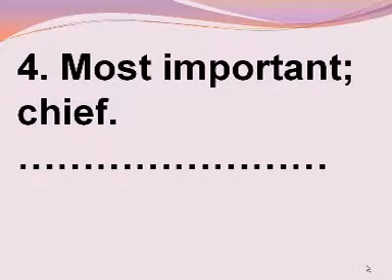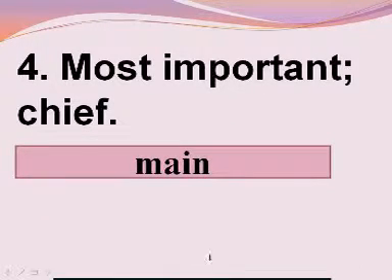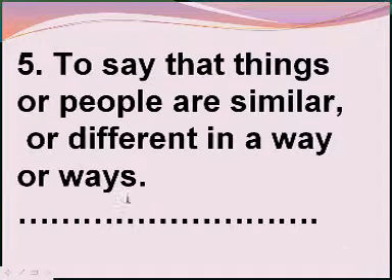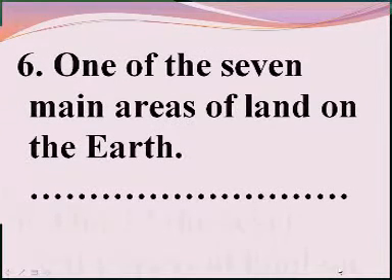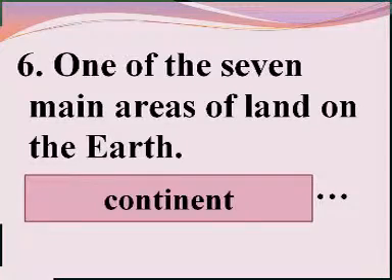Most important, the chief, the most important thing. That is main. To say that things or people are similar or different in a way or ways. Very good. To say that people or things have similarities and differences. That is to compare between two things. To mention similarities and differences. One of the 7 main areas of land on the earth. We have 7 of those on the earth. So, like Africa, Asia. What is that? Very good. Continent.